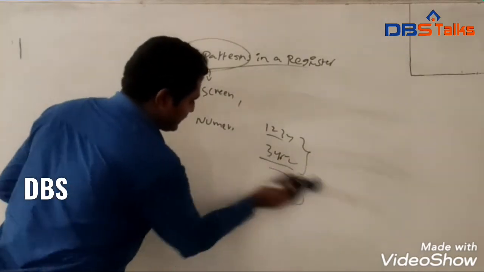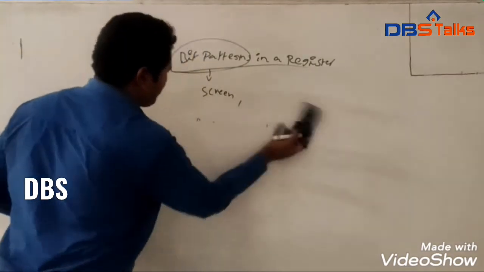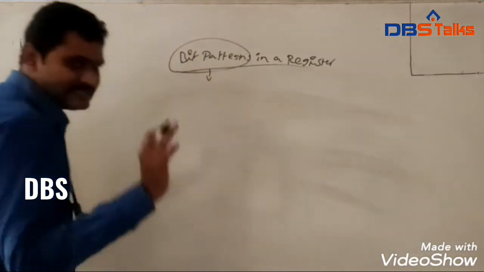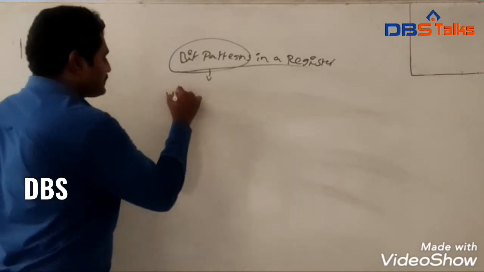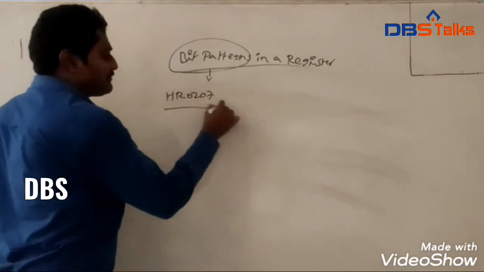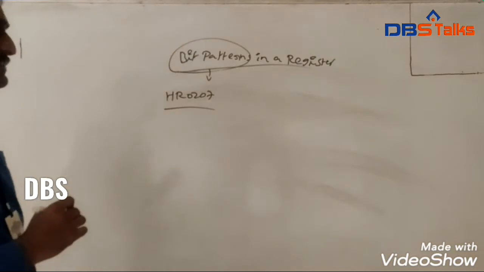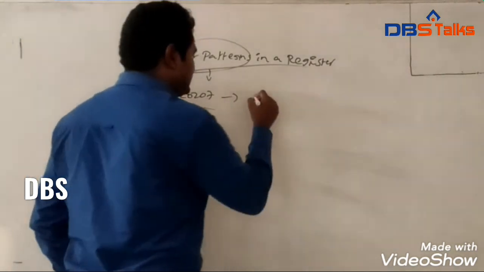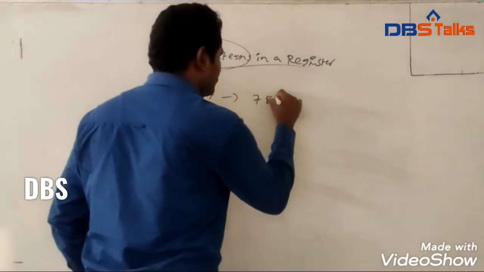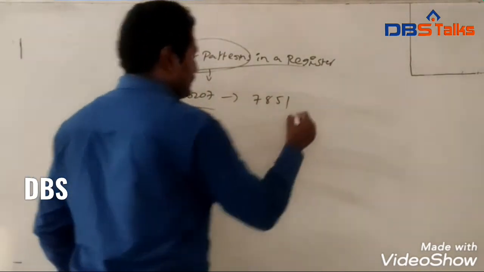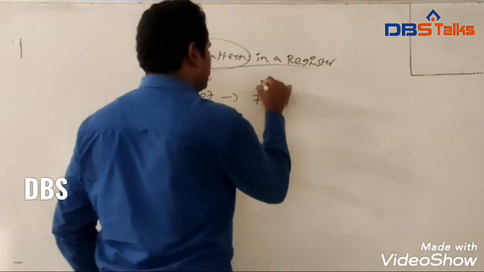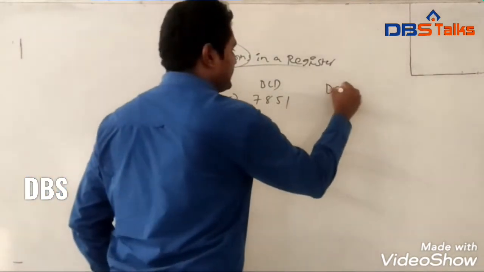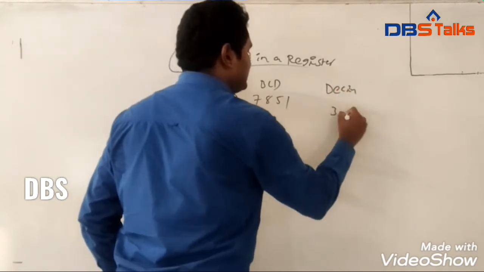Here I am taking one example to explain these bit patterns. I am taking one register, HR0207. It contains one BCD value, that is 7851, and we have an equivalent decimal value, that is 30801. This is the BCD value of this register, and the equivalent decimal value is 30801.